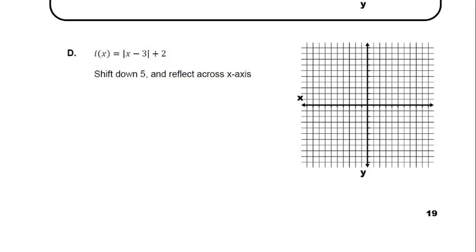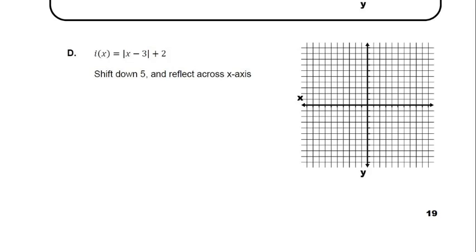So, letter D, we're given some function of x, and it says to shift down 5 and reflect across the x-axis. Now, one thing you'll notice is these are both y value things, because to go down 5, well, that's a y value, so that's outside. And to go across the x-axis, to go one way or the other, you got to go up and down, so that's a y value thing. So both of these transformations are outside.